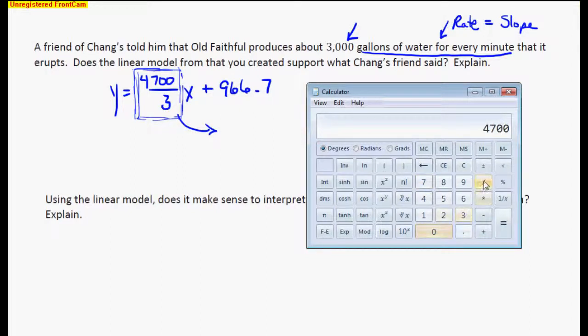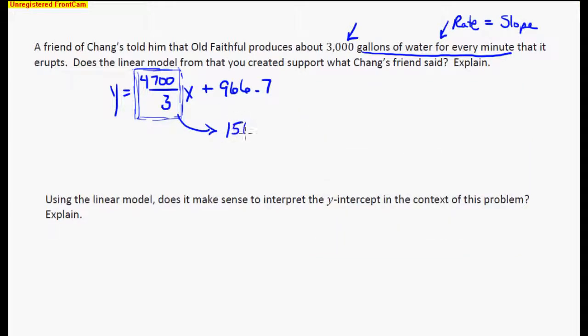I think we already did this earlier, but I'm going to do it again. That actually would come out to 1566.7 per 1 minute. All right. So is his friend correct? And no, this is very far off. Very far off from the 3,000 gallons per minute that his friend thinks it is. All right, so my answer to this would be no, he's not correct.